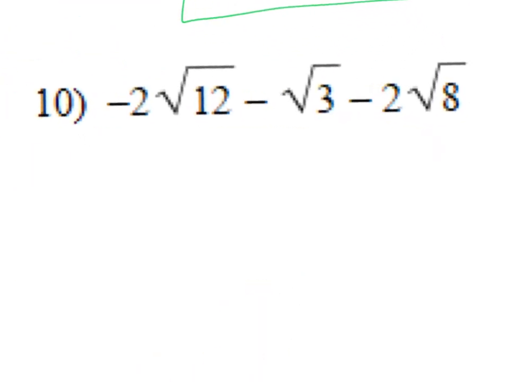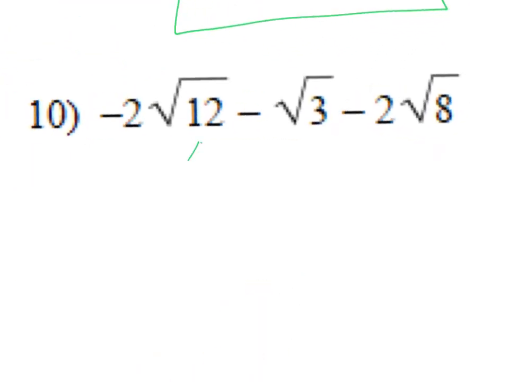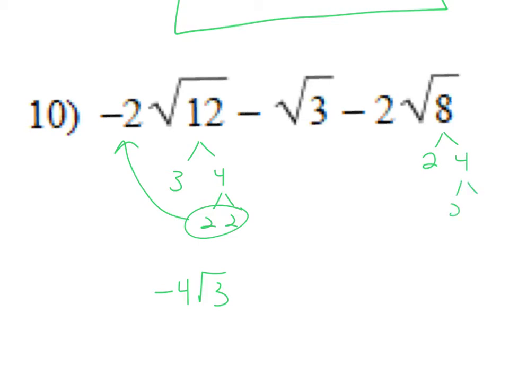Okay, on this one, we need to make sure that we break down first. So 12 will go to 3 and 4, and then 2 and 2. So pair them up, move them out. So I have negative 4 root 3. On this guy, I'm going to break this down to 2 and 4, and then 2 and 2.